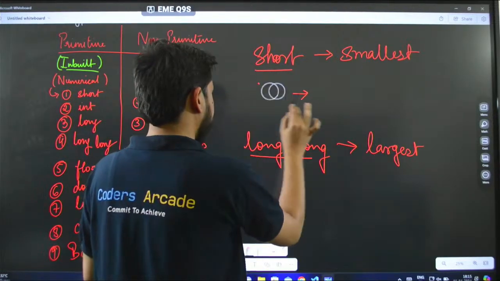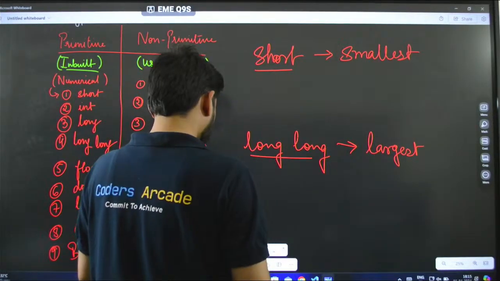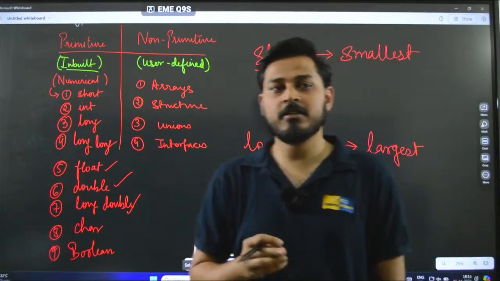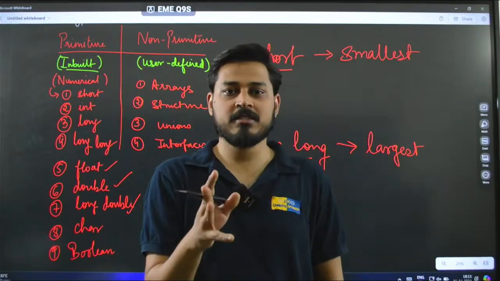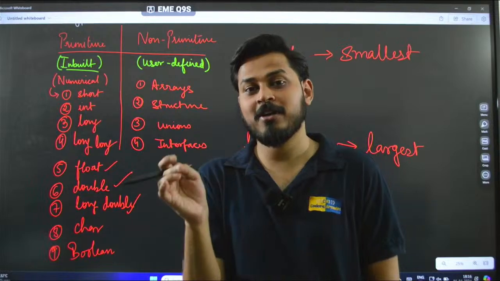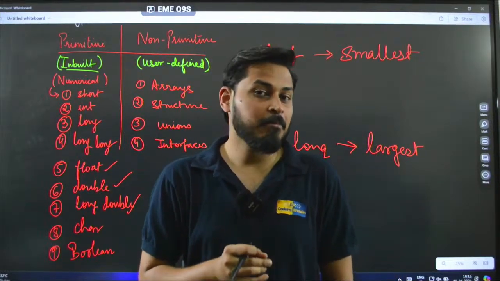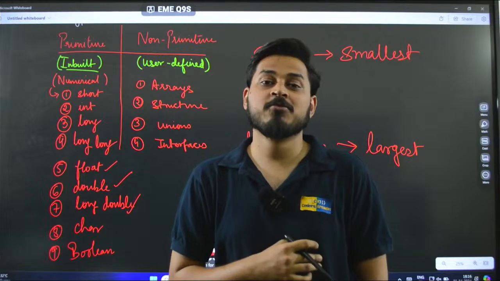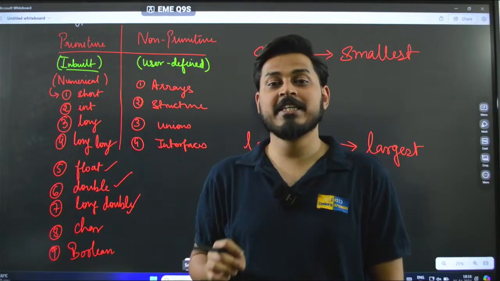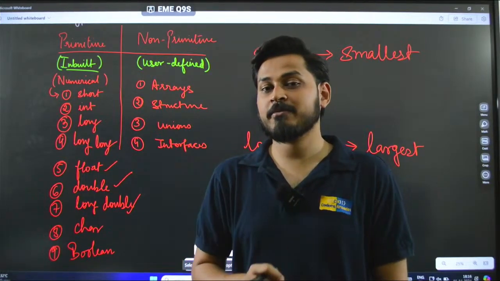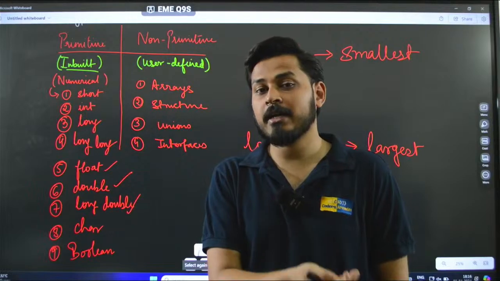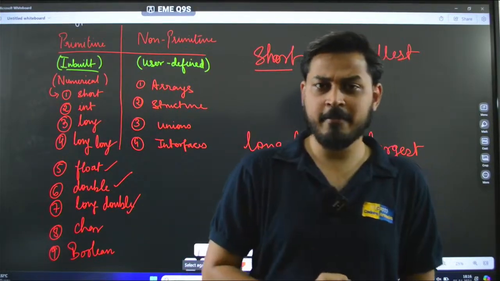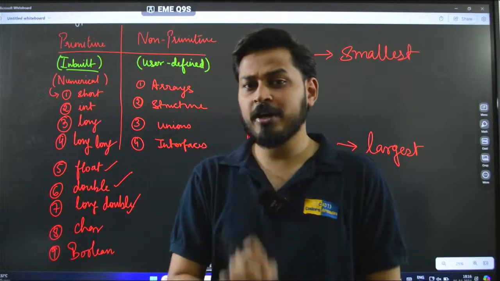Actually, the thing is that in earlier times, when systems were very basic, when RAM used to be only 512 megabytes or maybe less than that, or maybe in KBs, then when we created a variable, it would take a lot of memory in the RAM of our system. Let me explain what I am speaking about here. We are talking about variables.